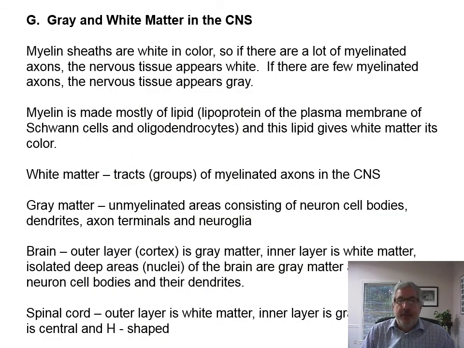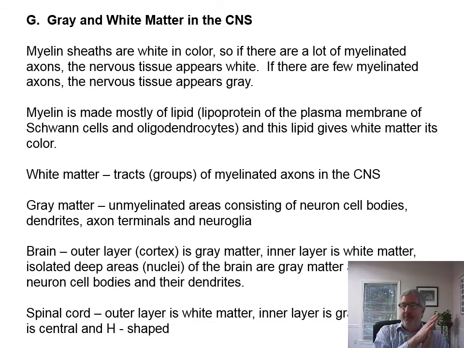So anyway, the myelin, and where's the fat come from? Well, the fat is the myelin sheaths that's around all those axons. So you have the phospholipid, lipid meaning fat, plasma membrane. So the myelin sheaths are all made of that phospholipid. And so that makes the myelin sheaths white in color. So if you have just one axon, it's kind of hard to see. But if you have a lot of myelinated axons, the nervous tissue will appear white, a whole big group of it. If you have very few myelinated axons, the nervous tissue will appear gray.